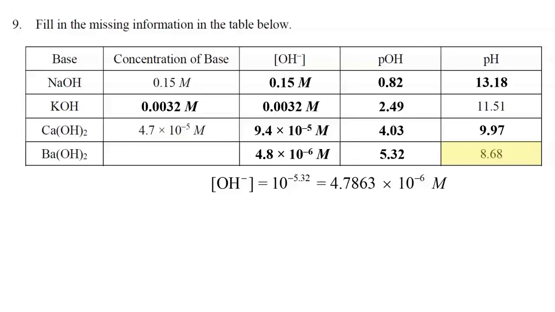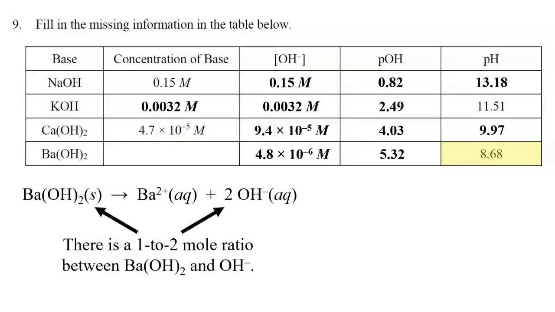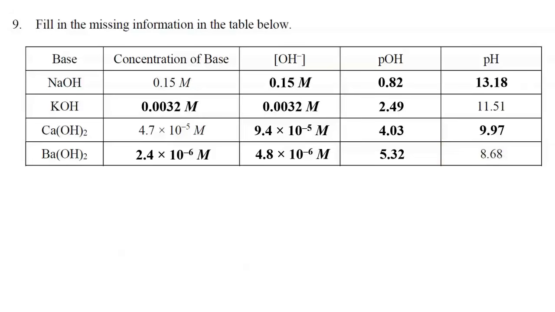Now this is the concentration of the hydroxide ion, but it's not the concentration of the barium hydroxide. I've already multiplied by 2 going from calcium hydroxide's concentration to the concentration of hydroxide itself. Now we're going to divide by 2. So because there is a 1:2 mole ratio between Ba(OH)2 and hydroxide itself, I will divide by 2 to get the concentration of barium hydroxide. And so when I do that math, I get 2.4 times 10 to the negative 6 moles per liter. So that is the rest of the data. That's the answer to question 9.